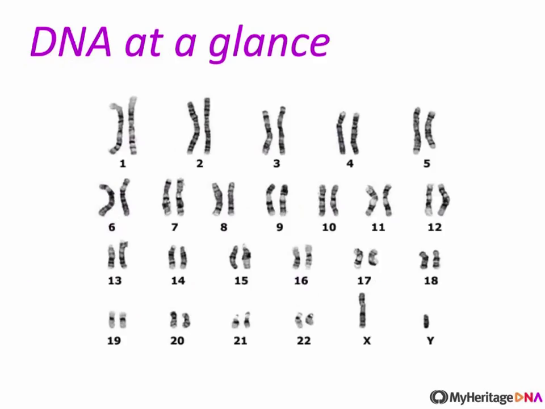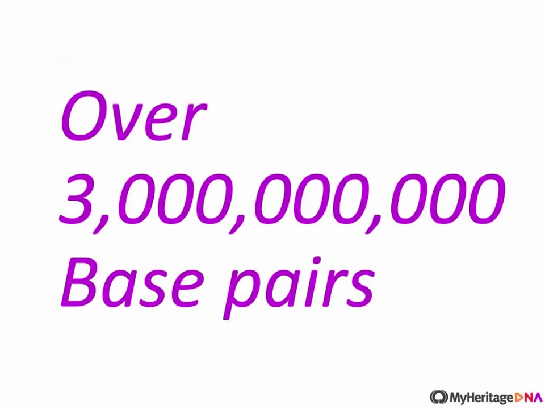So all of us human beings, we have 22 pairs of autosomal chromosomes, and in addition, we have the sex chromosome. For males, it's a pair of XY, and for females, it's a pair of XX. And that's basically what defines us as human beings and what differentiates us from one another. So in our DNA, there are over 3 billion base pairs.